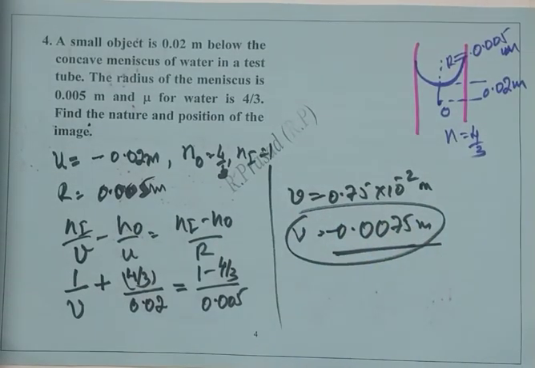This concludes the 9th session of ray optics. In the next session, we continue with what is called as lens and other things.